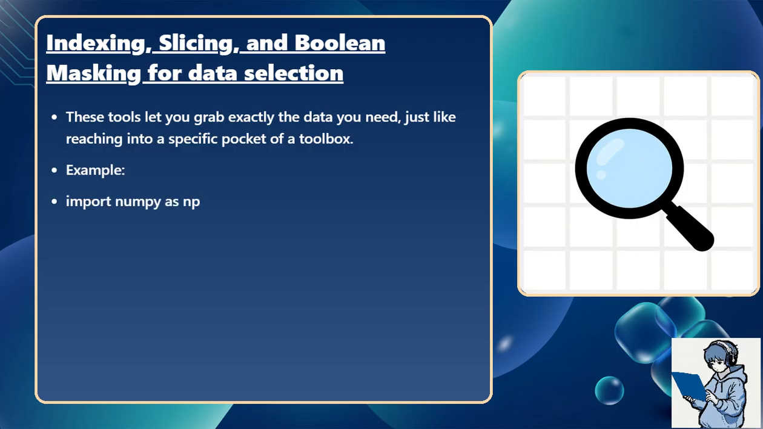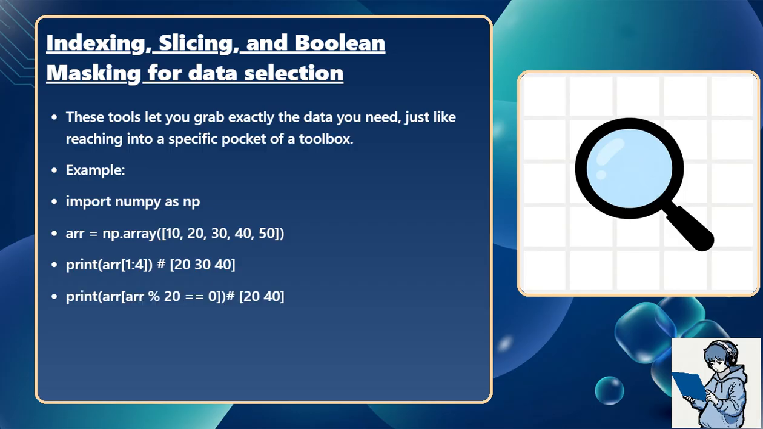Example: import numpy as np. r = np.array([10, 20, 30, 40, 50]). print(r[1:4]) returns 20, 30, 40. print(r[r % 20 == 0]) returns 20, 40.